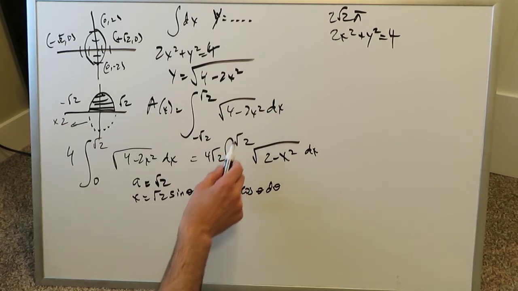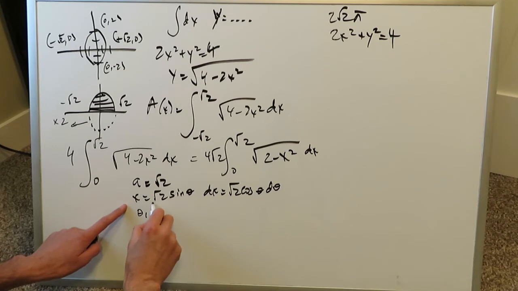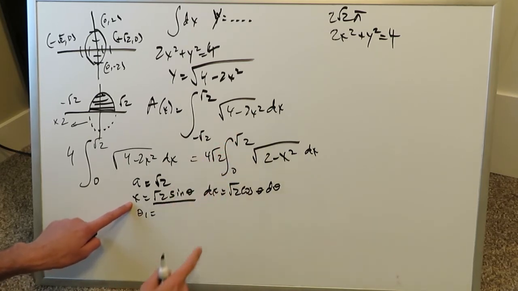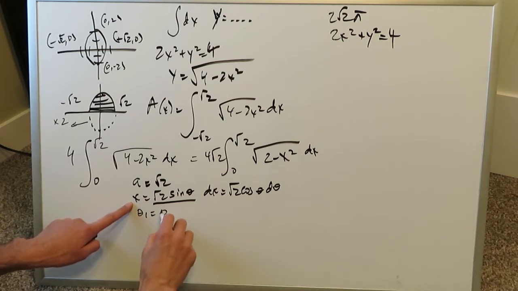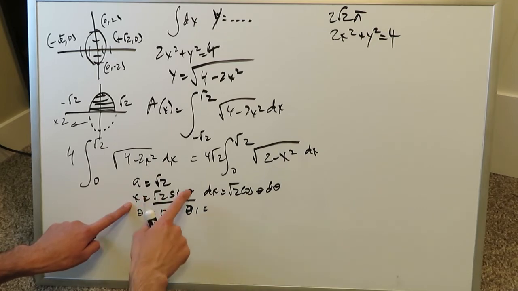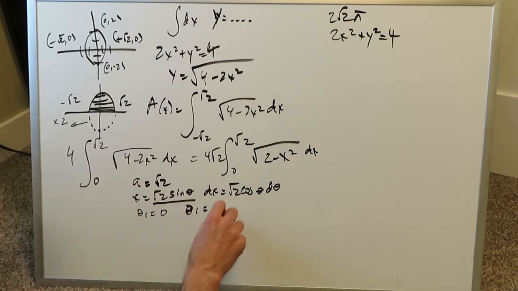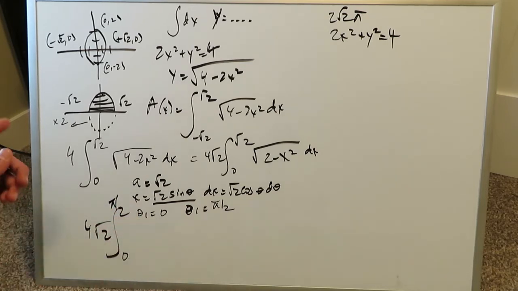Since you make a substitution, the intervals change. Theta 1 must be equal to 0, and you use this formula right over here. X is equal to these interval values. If 0 is equal to root 2 sine theta, theta solving for that is equal to 0. If root 2 is equal to root 2 sine theta, sine theta is equal to 1, theta is inverse sine of that 1, which is pi over 2. And now all of a sudden your integral has become 4 root 2, which you already have, from 0 to pi over 2. It has similar procedures as you saw in the circle video.